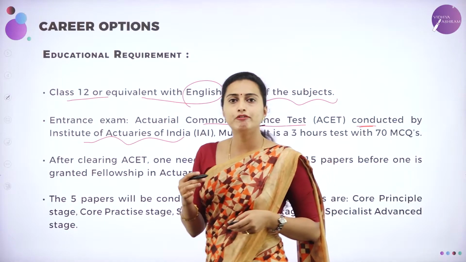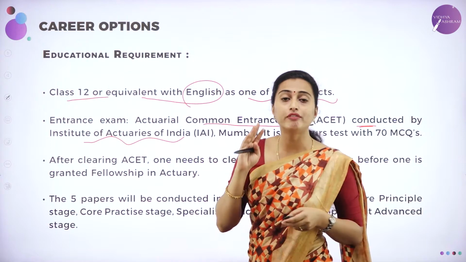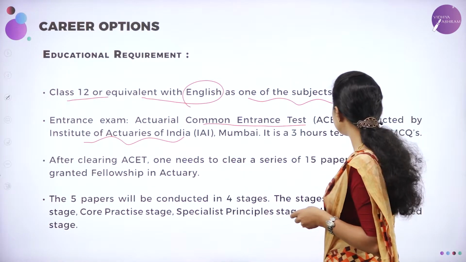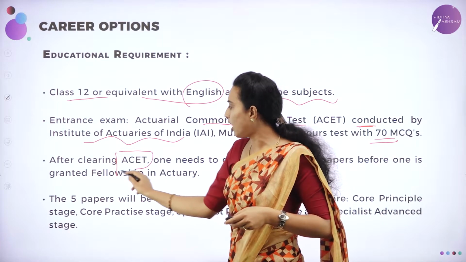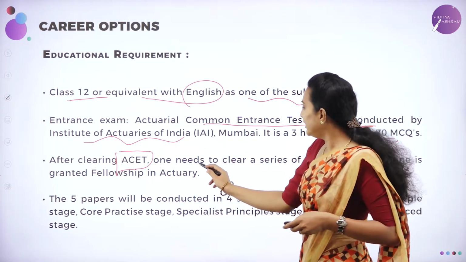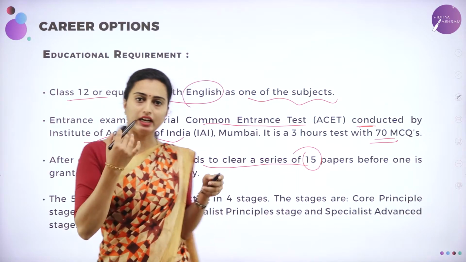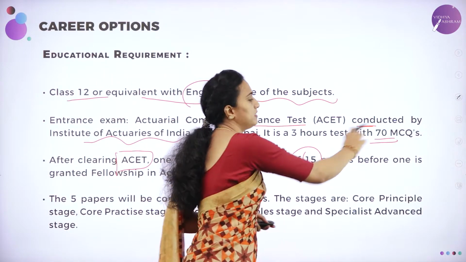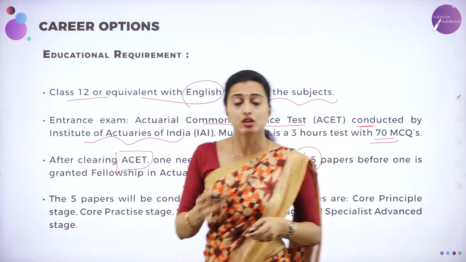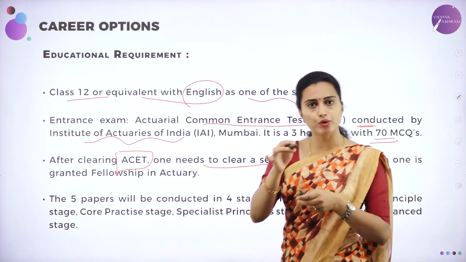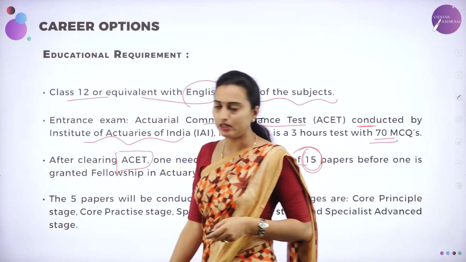The exam will be for 3 hours and it will have 70 questions of MCQ, okay? 70 questions of MCQ will be there. After clearing this Actuary Common Entrance Test, one needs to clear a series of 15 papers. After clearing that one test with the 70 MCQs, they need to clear the 15 series papers, which will have stages. I'm going to explain to you the stages in which you are going to have the 15 papers, okay?